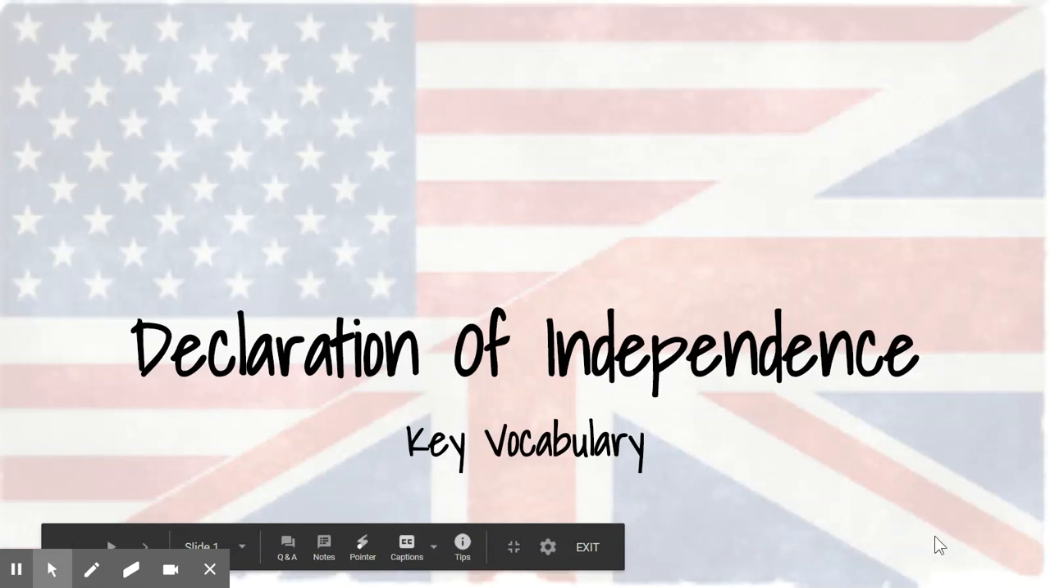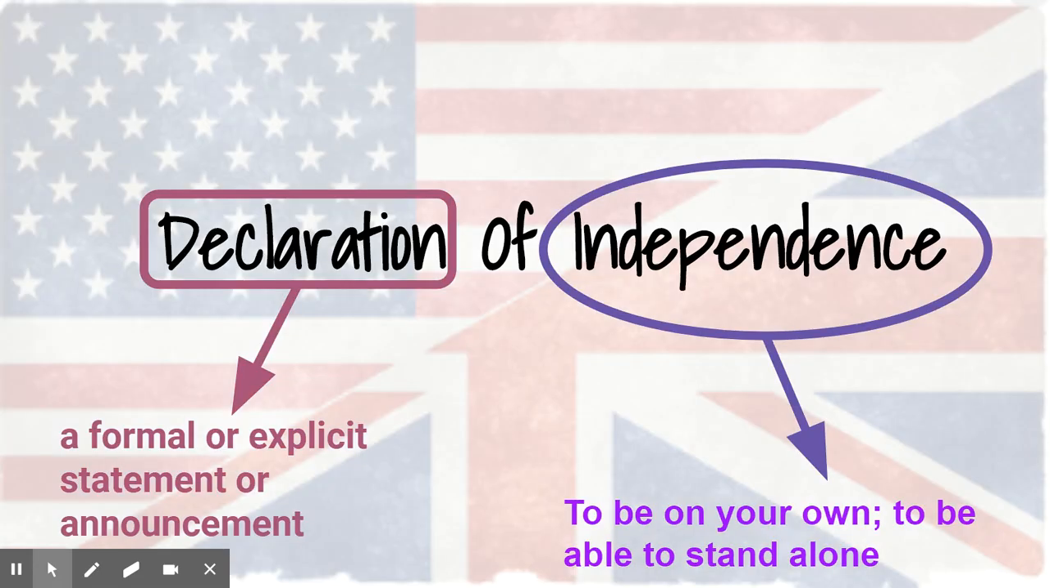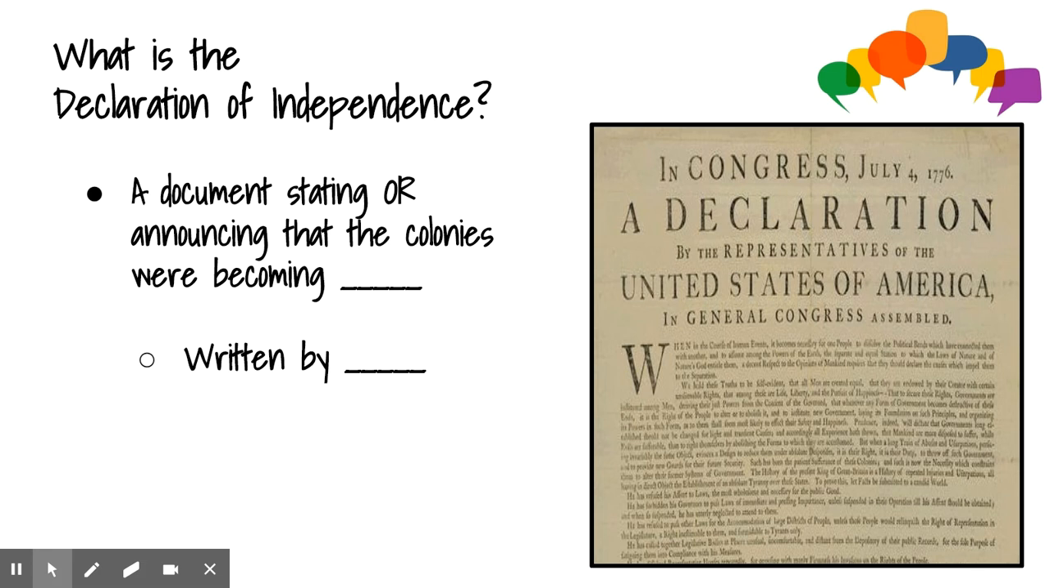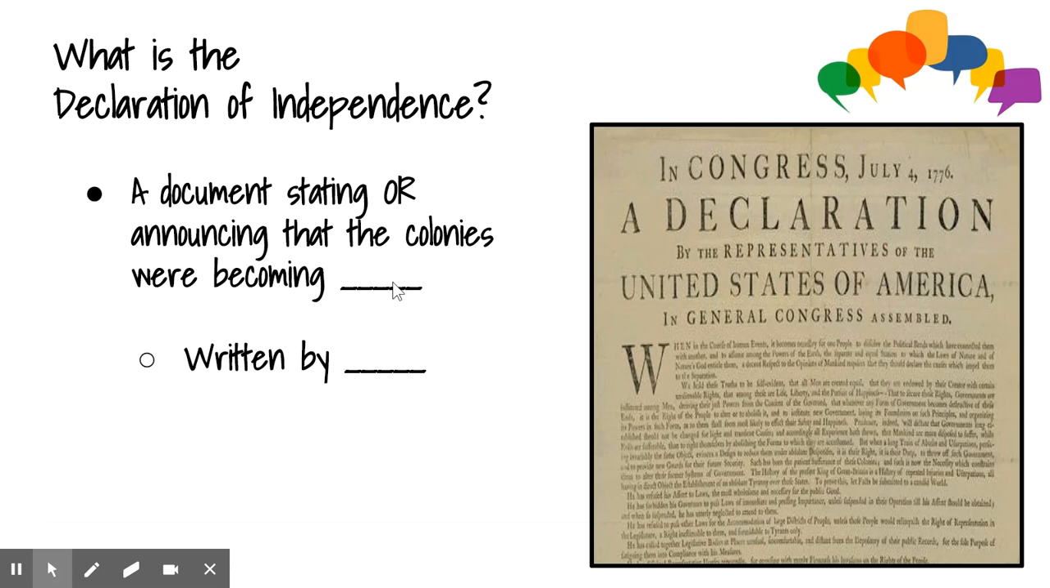We'll be looking at vocabulary that you are going to see when we study the Declaration of Independence. Declaration means to formally announce something, and independence means to be on your own. So the Declaration of Independence is a document announcing that the colonies were becoming independent. They were self-proclaiming that they were becoming independent.